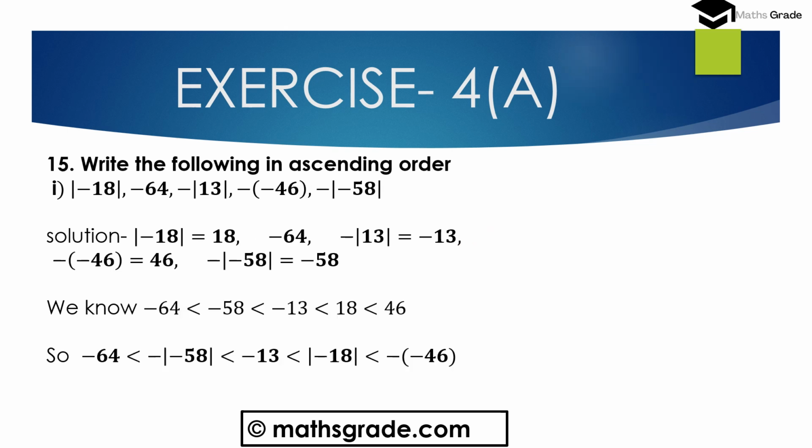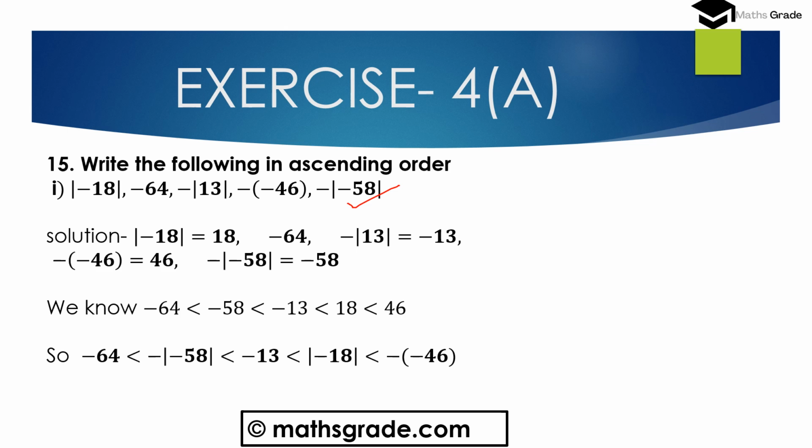Now we solve question number 15. Question number 15 is write the following integers in ascending order. That is, we have to arrange these integers in smallest to greatest order. First bit is absolute value of minus 18, minus 64, minus absolute value of 13, minus of minus 46, and minus of absolute value of minus 58.